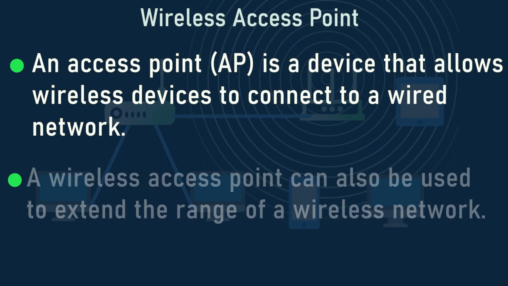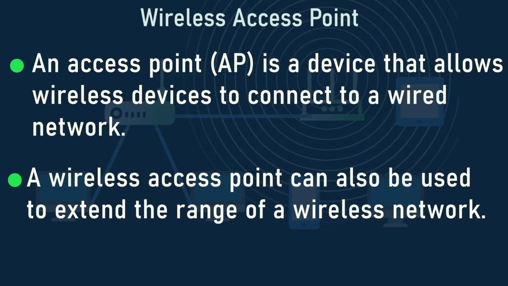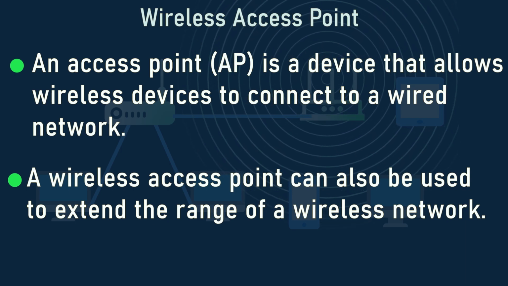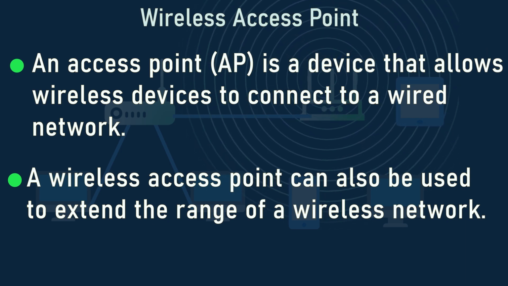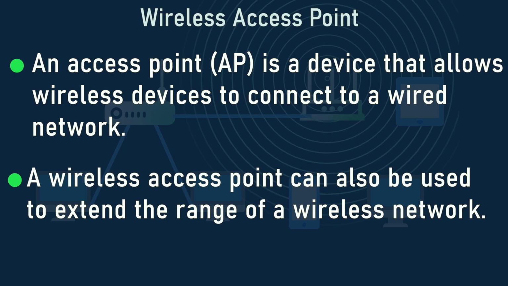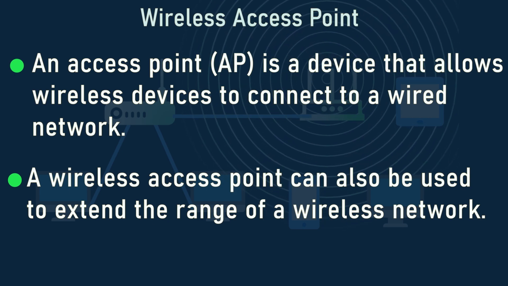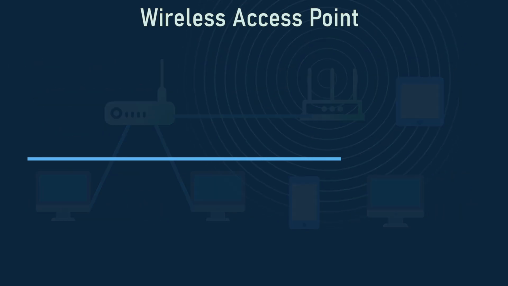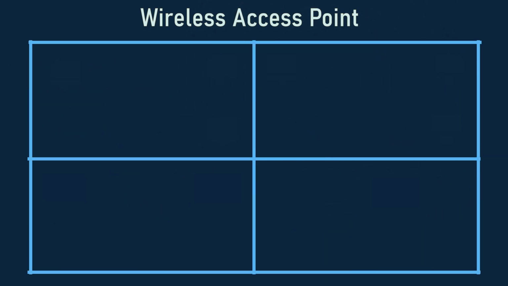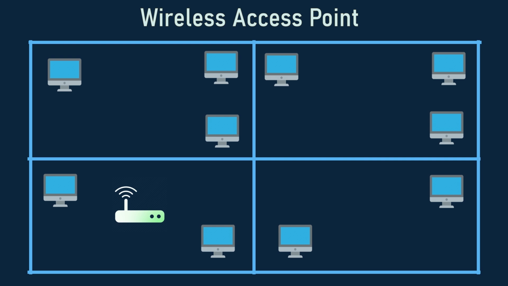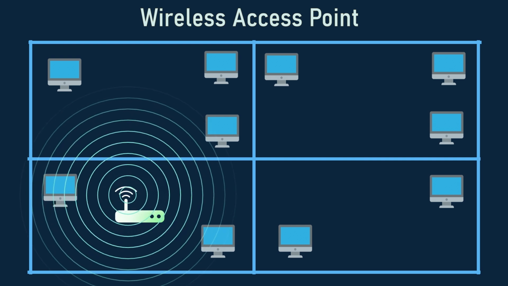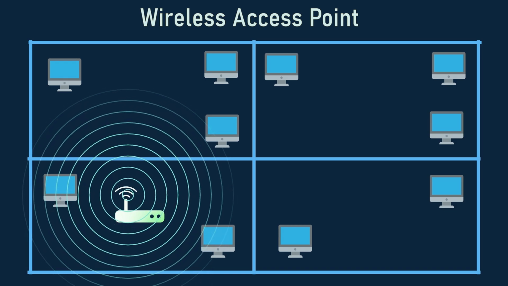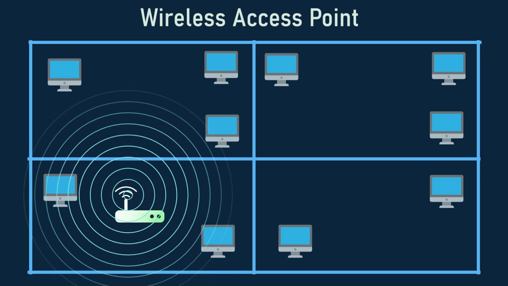A wireless access point can also be used to extend the range of a wireless network. Wireless access points are frequently used in homes, businesses, and other public places to extend the reach of a Wi-Fi network and offer improved coverage. Let's say if you have a large office with multiple blocks and many people, a wireless router has limited range and it can't provide connectivity to everyone in the large block. This is where we can use the wireless access point.